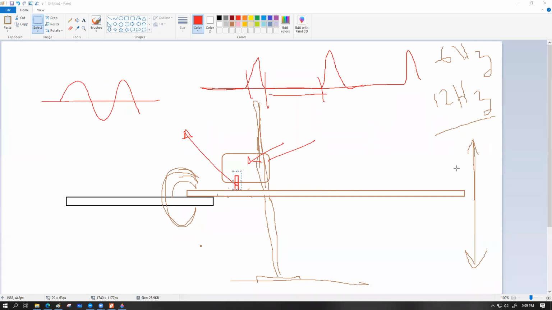Sir, so that means actually the time duration when the force is applied is short. Yes, that's what I meant. That is exactly what I want you to consider.